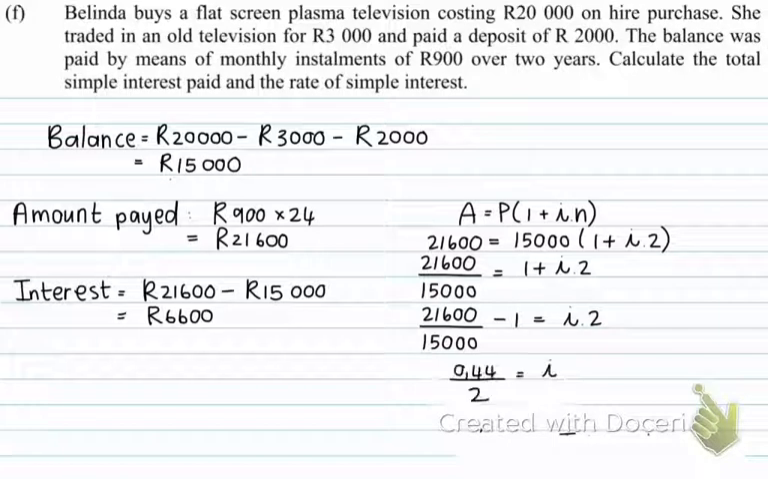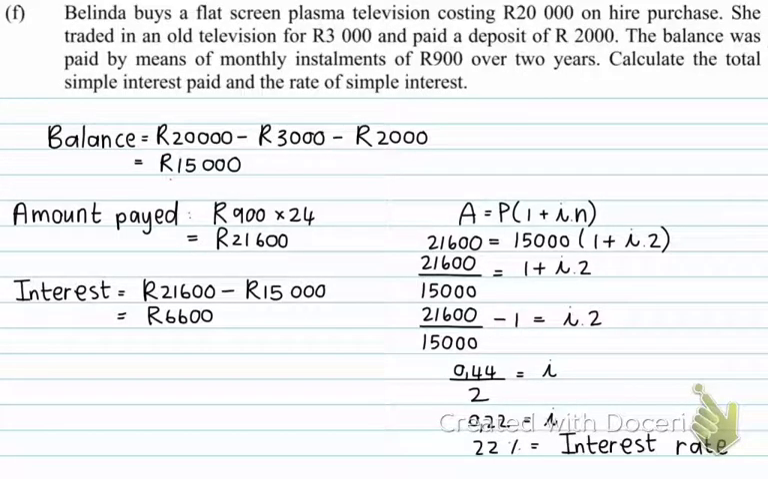And now I still need to get rid of the 2 on the right hand side. To do that, I will divide the 0,44 by 2 on the left hand side. That gives you 0,22. But remember, interest rates are always out of 100, so I multiply that by 100, and that will give me 22%. That is the interest rate.